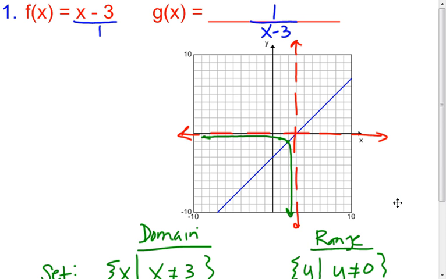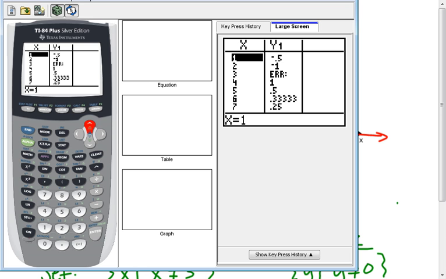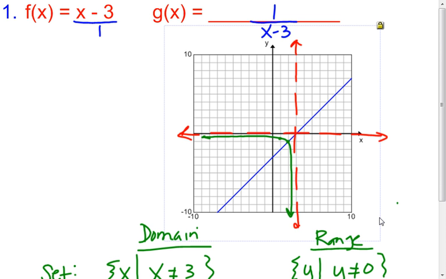Okay, and then I will go back to my calculator because I need the other branch. So I need to plot 4, 1 and 5.5. So 4, 1 and 5.5 is right there. Okay, and that will do it.